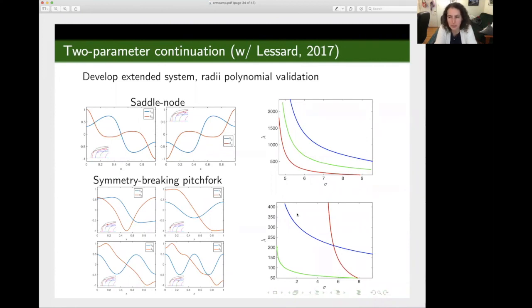This is, not everything can fit perfectly into my story, but we just developed an extended system for trying to validate these things. And then we're able to validate these 2-parameter continuations of the Ohta-Kawasaki models for saddle node bifurcations and for symmetry breaking pitchfork bifurcations. So these 2 saddle node bifurcations are actual, so the blue is the actual solution, and the orange-red is the kernel of the linearization at the bifurcation point.